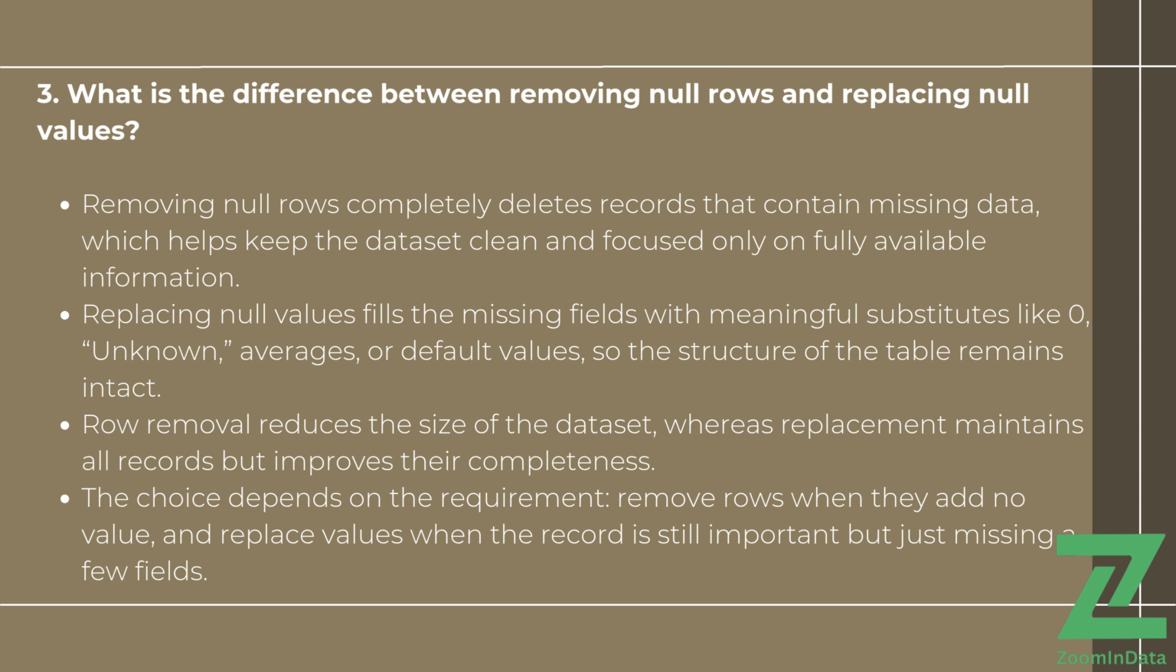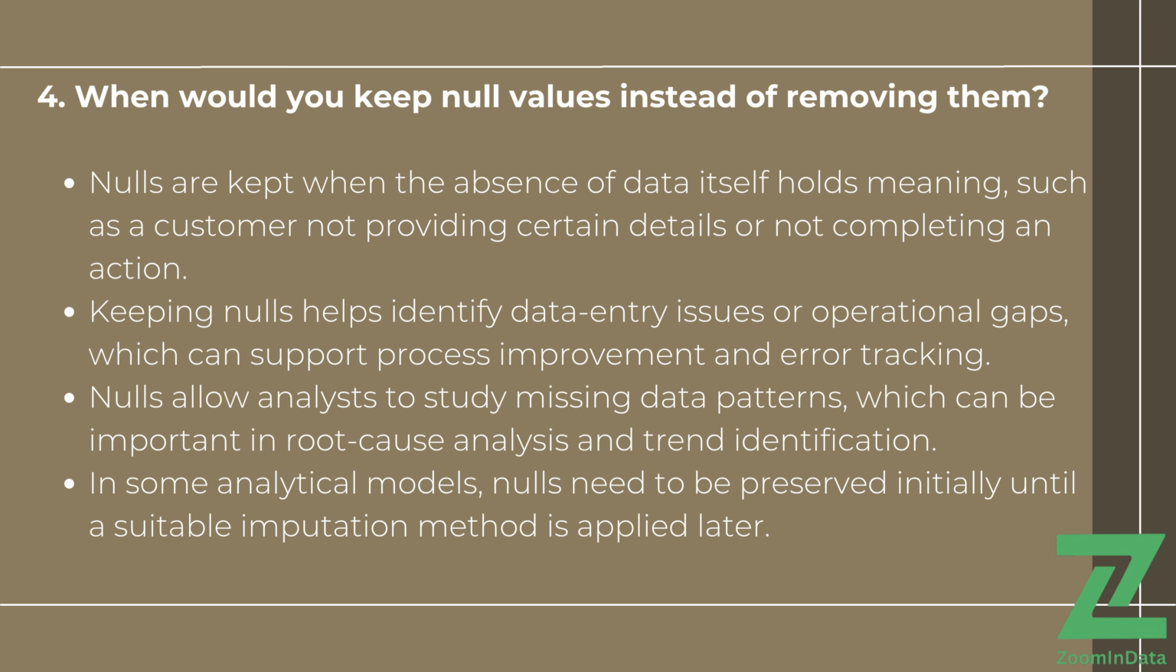Row removal reduces the size of the dataset, whereas replacement maintains all records but improves their completeness. The choice depends on the requirement. Remove rows when they add no value and replace values when the record is still important but just missing a few fields.